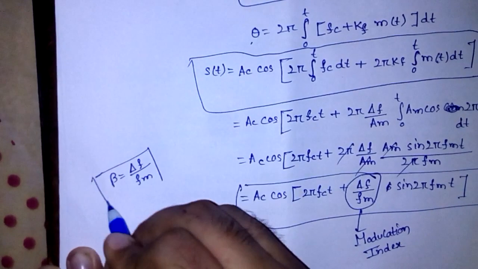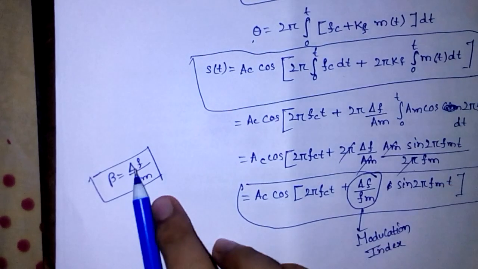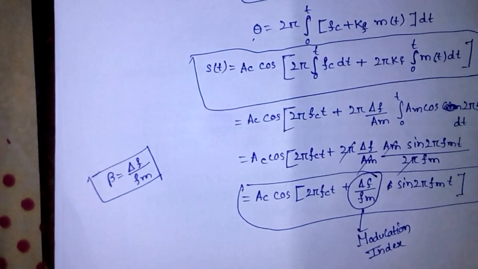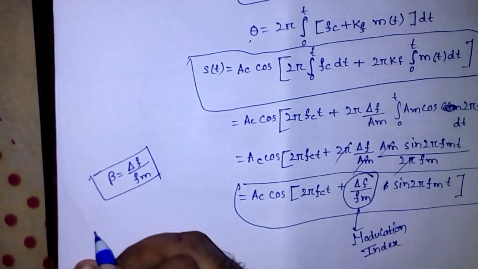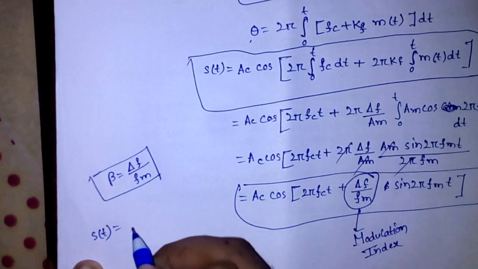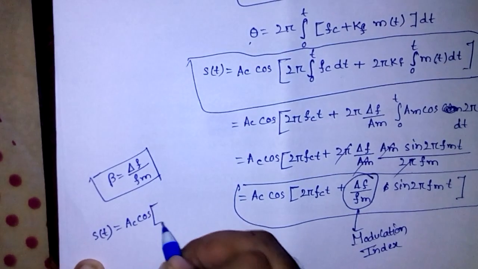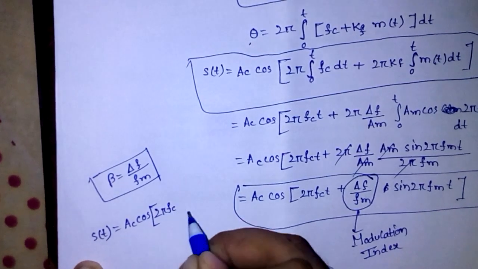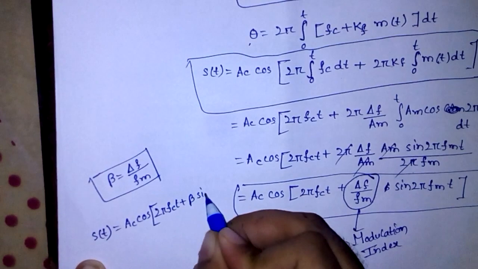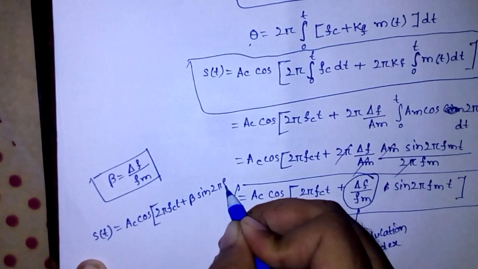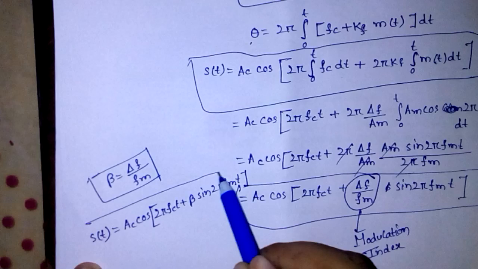Depending upon the value of beta, frequency modulation is also divided into two types. One is narrowband frequency modulation, another is wideband frequency modulation. So the final equation for s(t) will look like this. s(t) is given by Ac cosine of 2 pi fc t plus beta sine of 2 pi fm t. So this is the equation for frequency modulation.